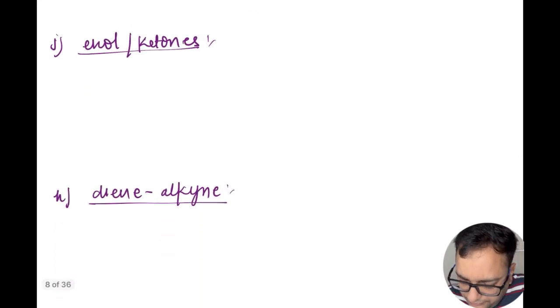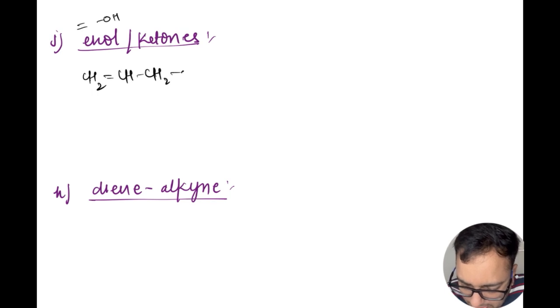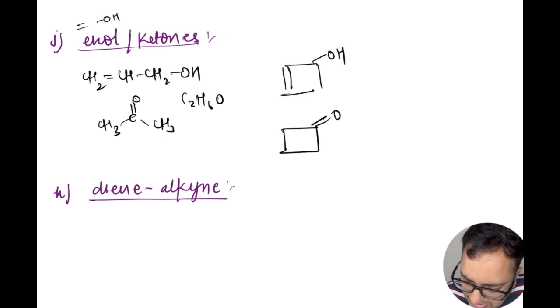Next we have enol and ketone. Enol has a double bond and OH. Both together are ene plus ol, enol. So CH2 double bond CH, CH2OH is an enol, and the ketone is CH3 C double bond O, CH3. Both have molecular formula C3H6O. One more we can take, a cyclic enol and cyclic ketone. This is C4H6O. This is the functional isomer.